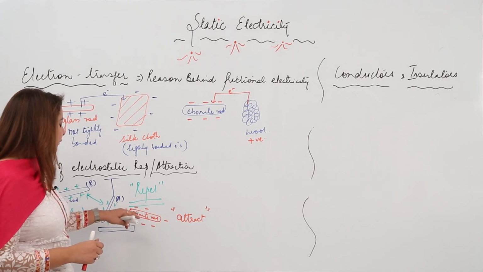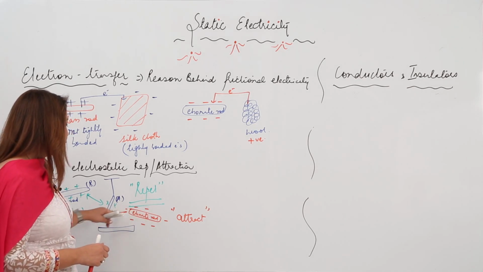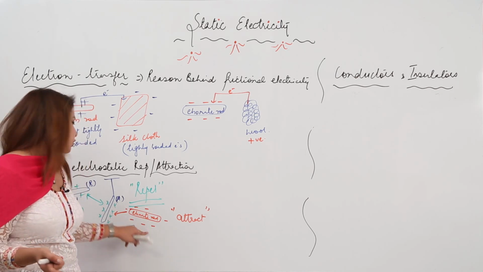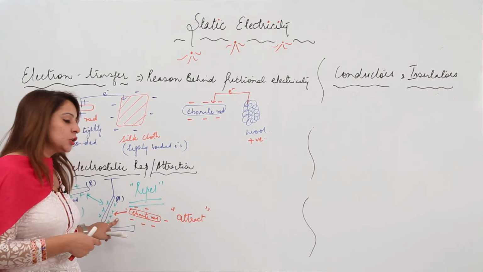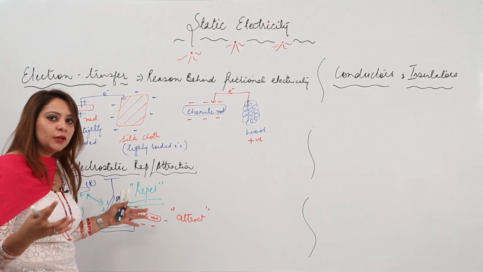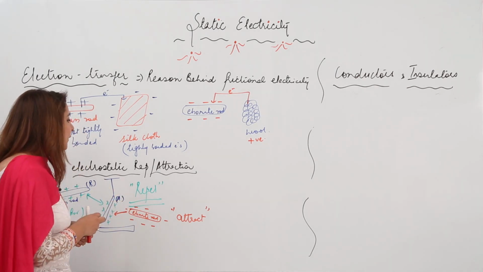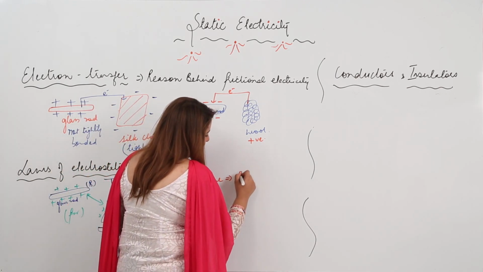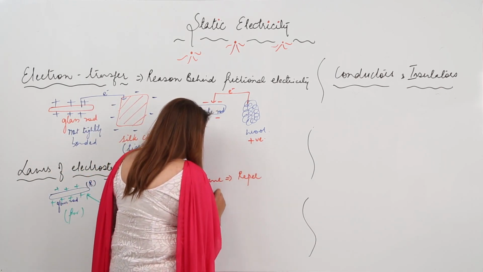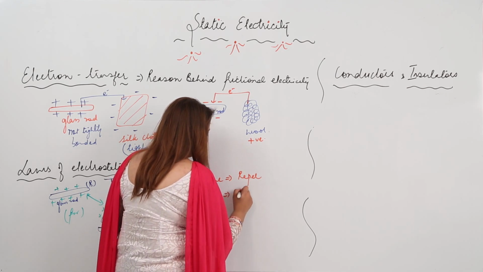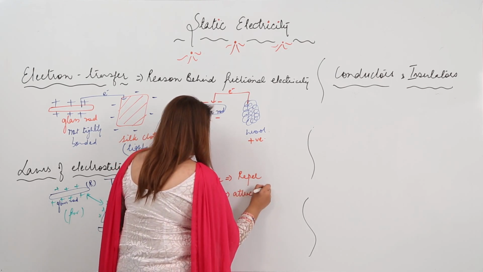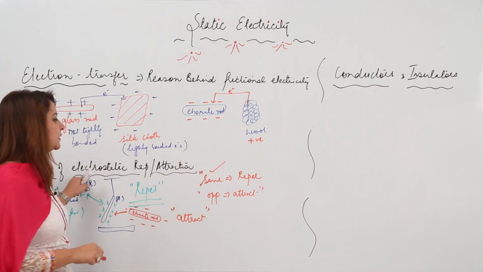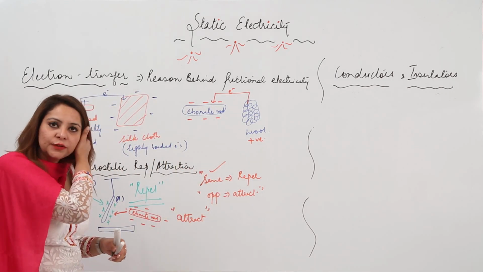Likewise, when we try to bring the ebonite rod closer to the glass rod, because it has acquired a different charge, a negative charge, and the glass rod already has a positive charge, they will attract, they will tend to come closer to each other. So that means the same charges repel and opposite charges attract each other. Right. So this is the law of electrostatic repulsion or attraction which we see.